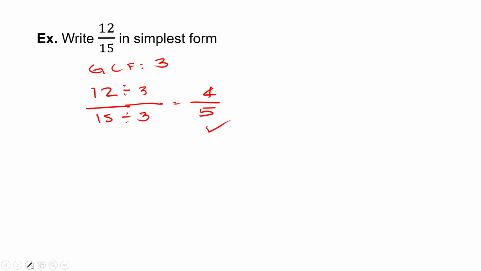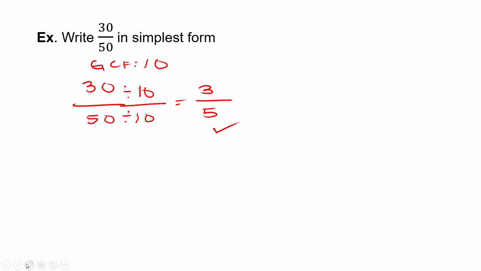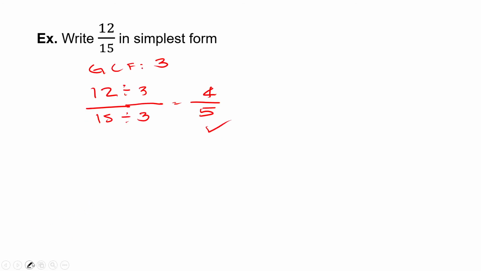Now, some of you guys might have learned the other way to find the simplest form. Let me erase some of this, and that is using factors. Okay, this is one way to do simplest form. The step is still the same. The first step is you're going to find the GCF of 12 and 15, and we already know that it's going to be 3. It's always going to be 3.